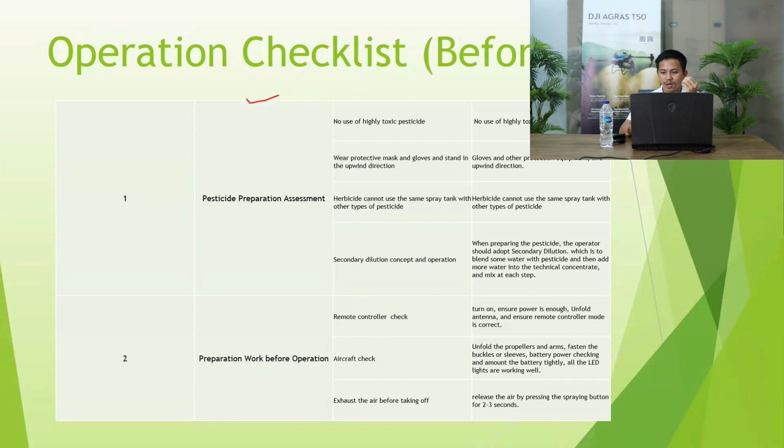So before we start our operation, we need to check. First, there are 2 things. First is pesticide. Second is about our equipment. For the pesticide, there are 4 things. First, you need to make sure the highly toxic pesticides are not used.